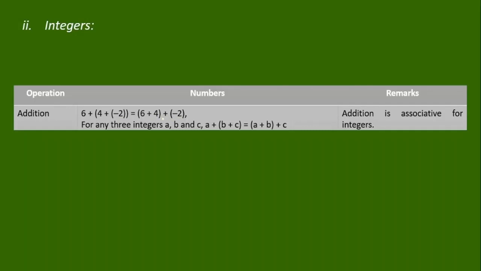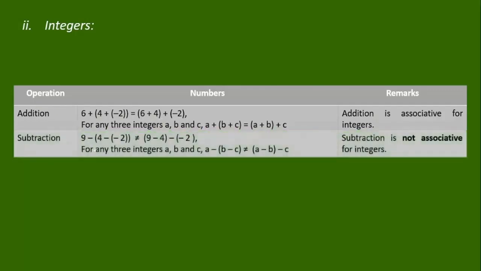So that leads us to: for any three integers A, B and C, A plus (B plus C) is equal to (A plus B) plus C. So we can say that addition is associative for integers, as we are getting the same number on both sides of the equation. Now let's check for subtraction.